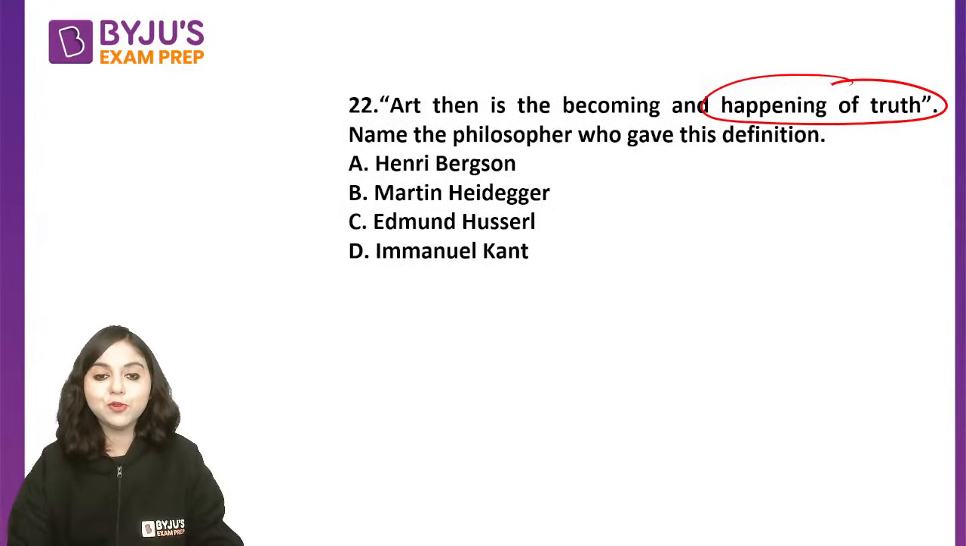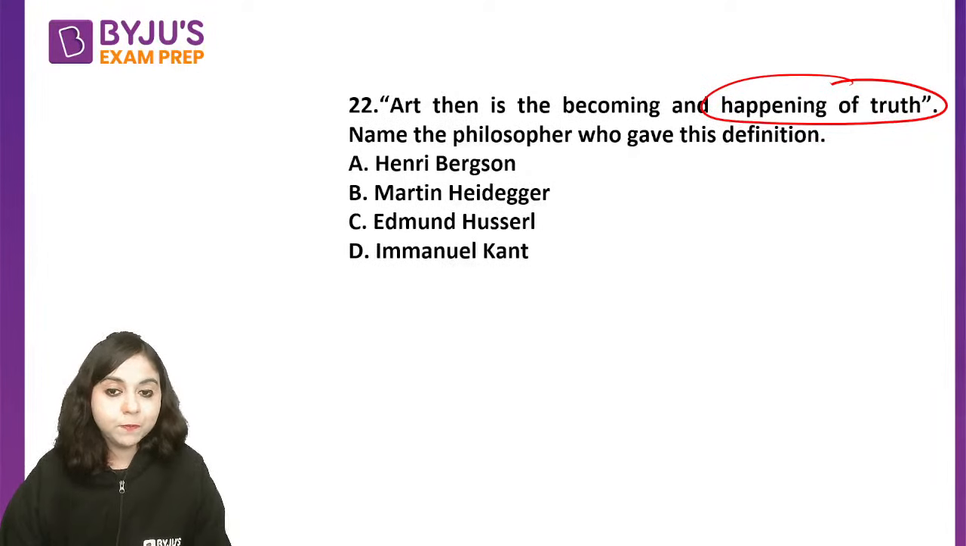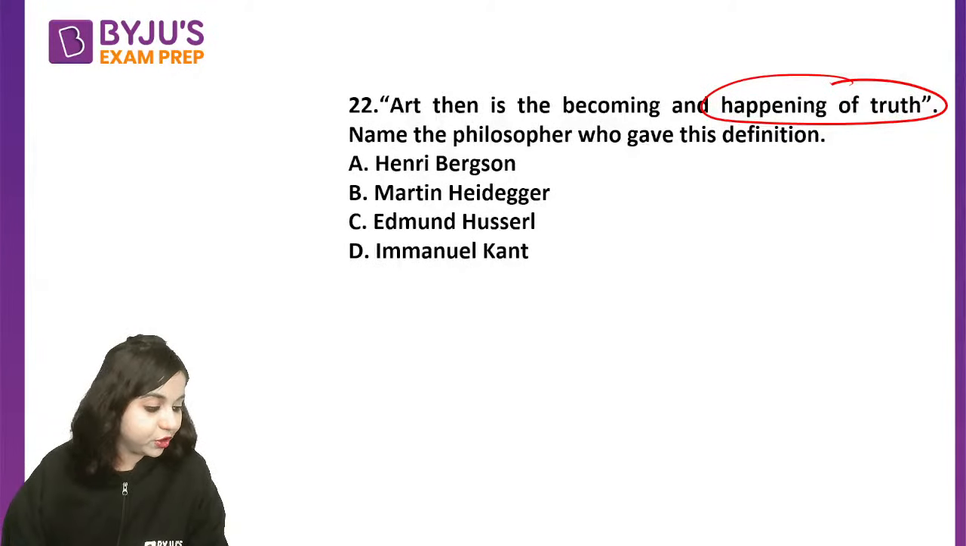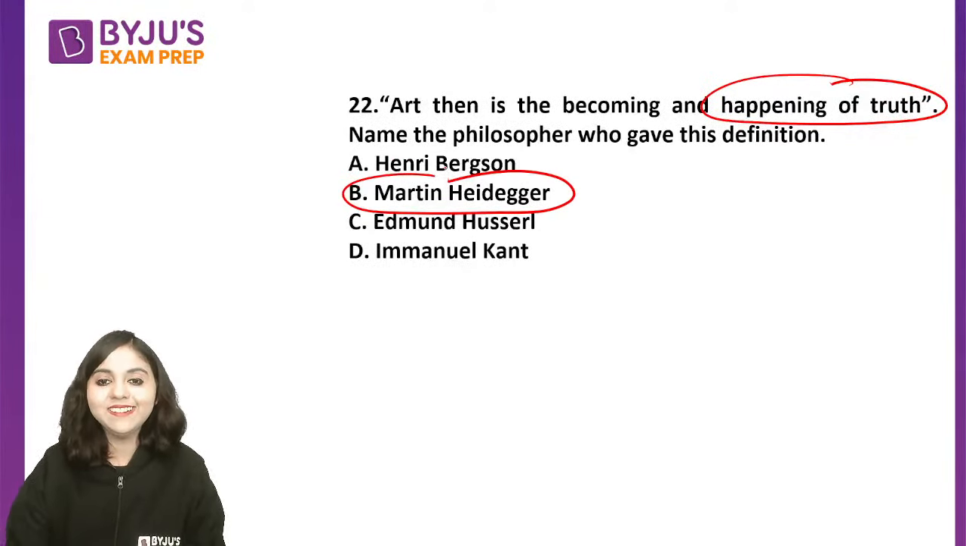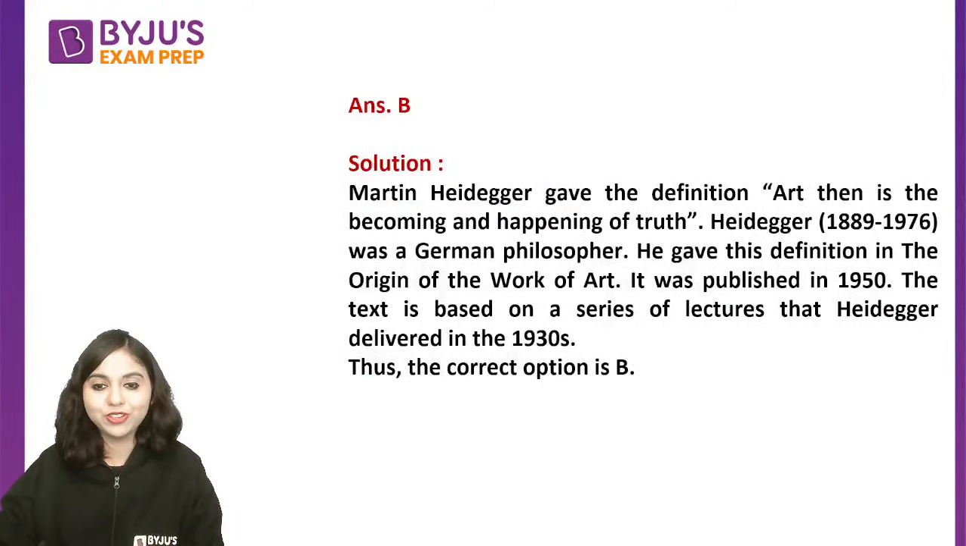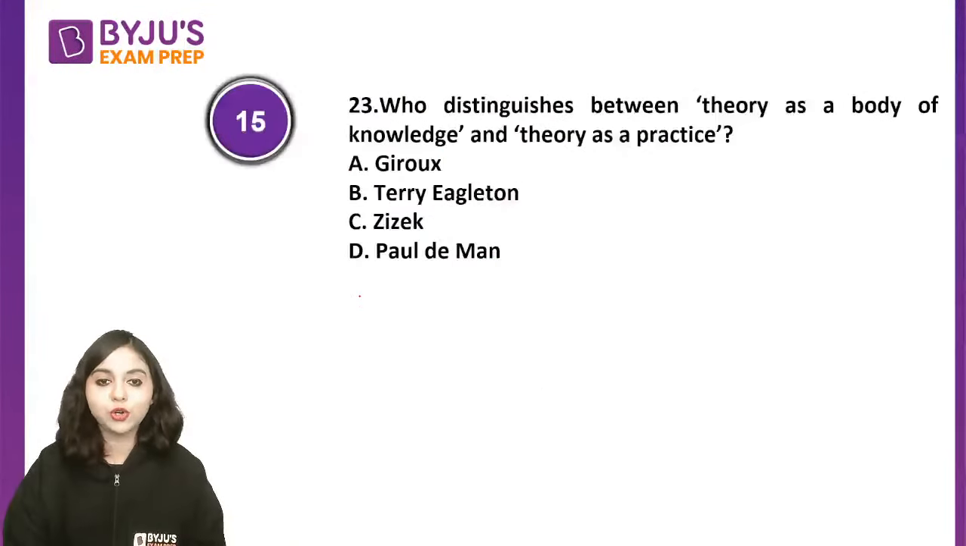Art then is becoming and happening of truth. Name the philosopher who gave this definition. The German philosopher, you can even add it in your German literature notes. Yes, it's Martin Heidegger. Absolutely right. Martin Heidegger. Art is becoming and happening of truth. So this is a definition given by the German philosopher in The Origin of the Work of Art. In that work he is giving this particular definition altogether.